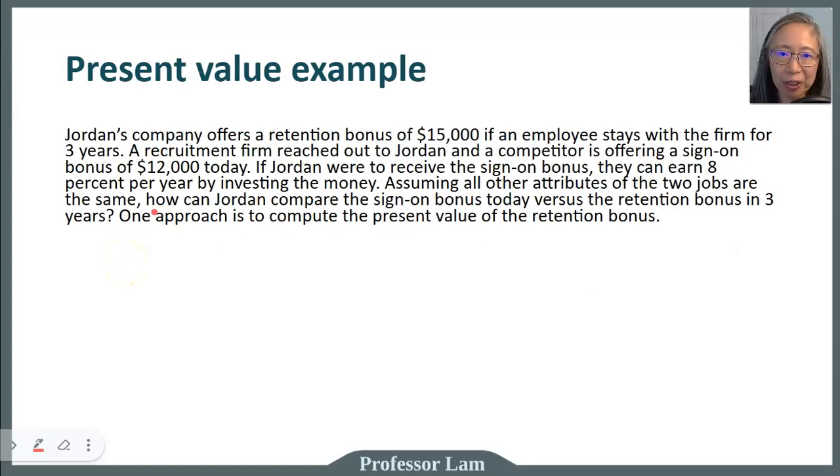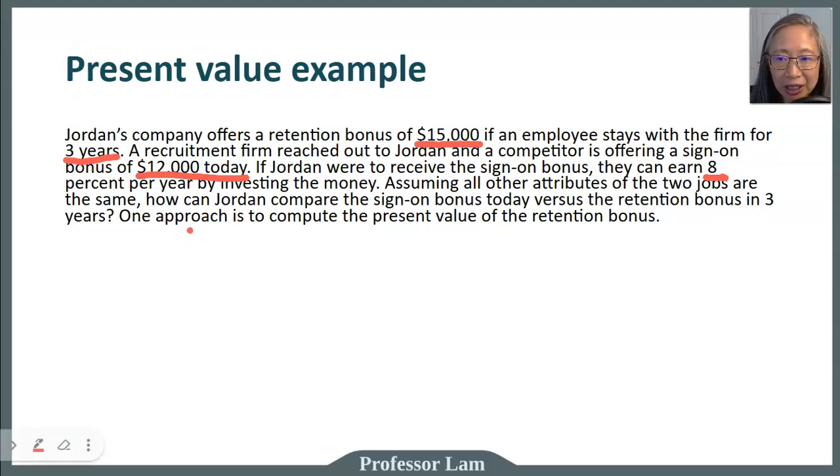Here's another example from your textbook. Jordan's company offered a retention bonus of $15,000 if they stay with the firm for 3 years. There is a competitor, and the competitor said, well, we'll offer you $12,000 today. If they change jobs, they can invest the sign-on bonus and earn 8%. The question is, how can Jordan compare the $12,000 that they could get today versus the $15,000 that they could get in 3 years?